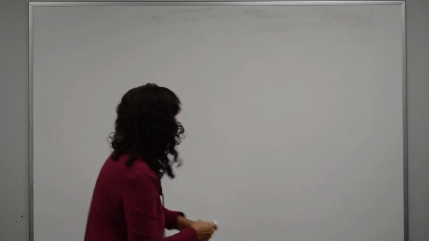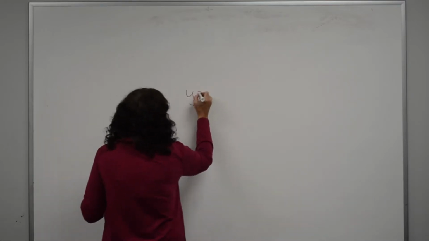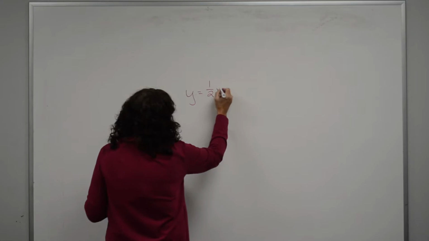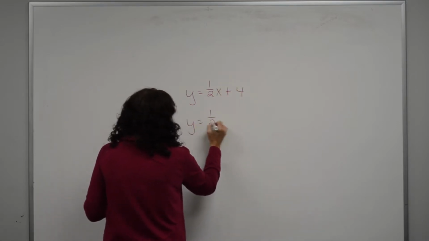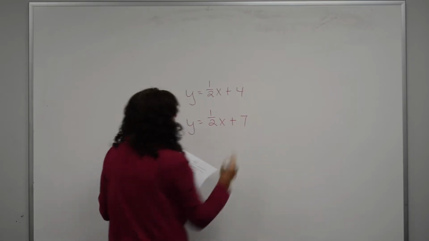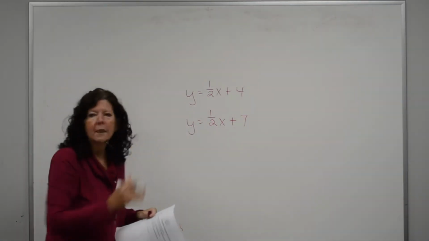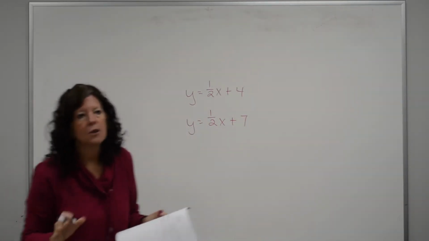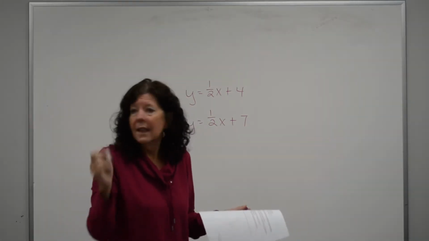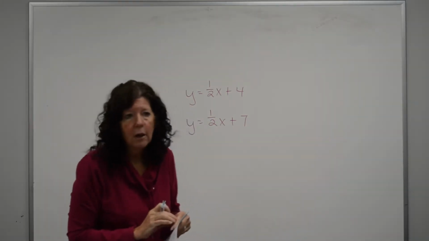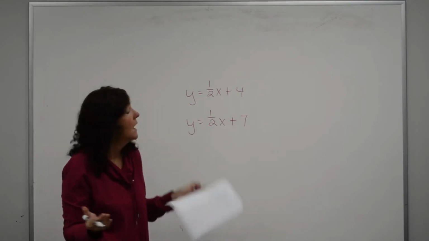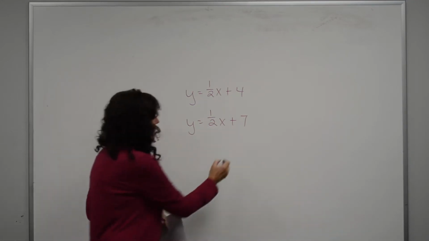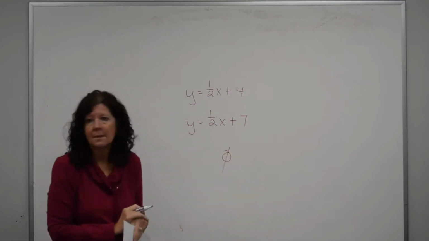Okay, so in other words, if I had two equations and I said, oh, y is equal to 1/2 x plus 4, y is equal to 1/2 x plus 7. If you looked at that, even without graphing it, you would tell me that they have nothing in common. They're parallel lines. It is an inconsistent system of equations. And if I asked you for the solution to it, you would tell me empty set.